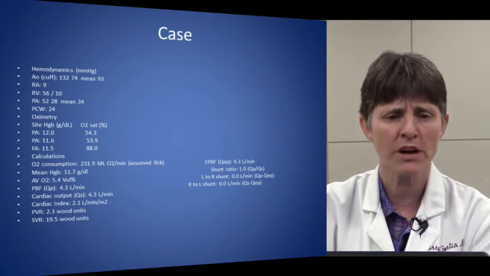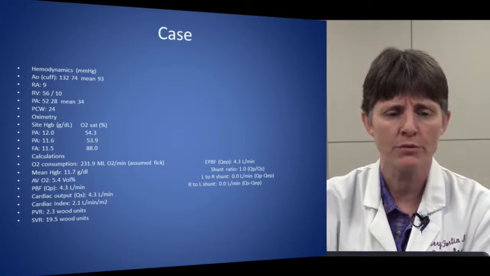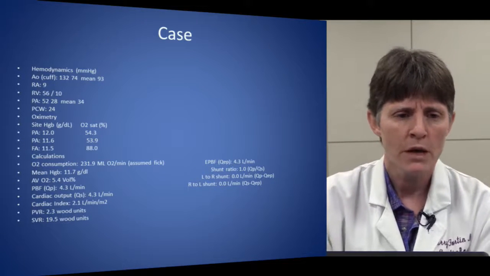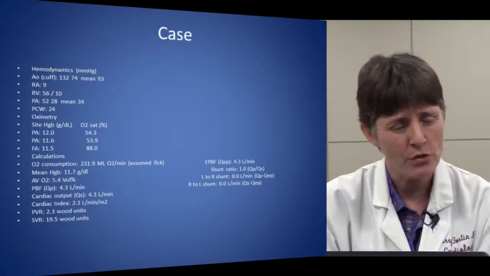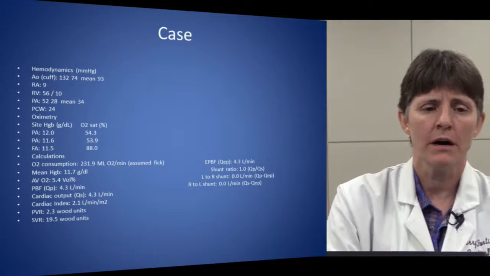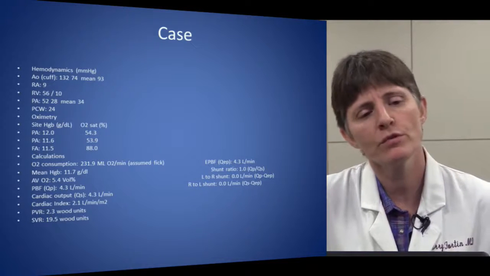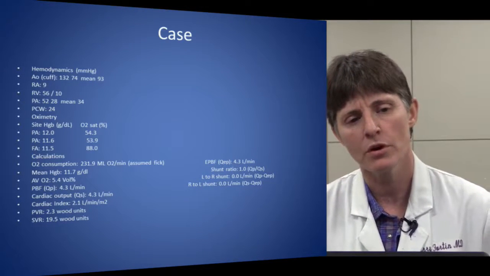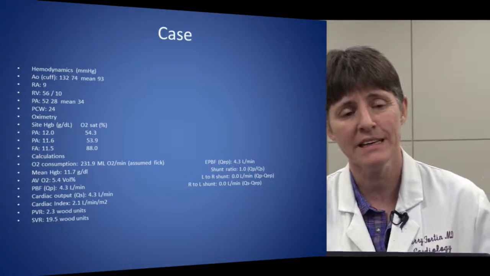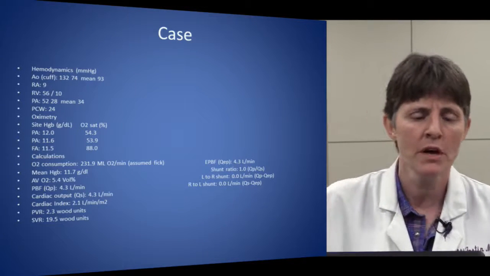So she had an aortic pressure that was pretty normal, 132/74. She had a catheter placed. Her right atrial pressure was 9, so a little higher than 5. RV pressure, 56/10. And if we look, our RA pressure should be similar to our RV diastolic pressure, and it is. It's not exact, but it's close.